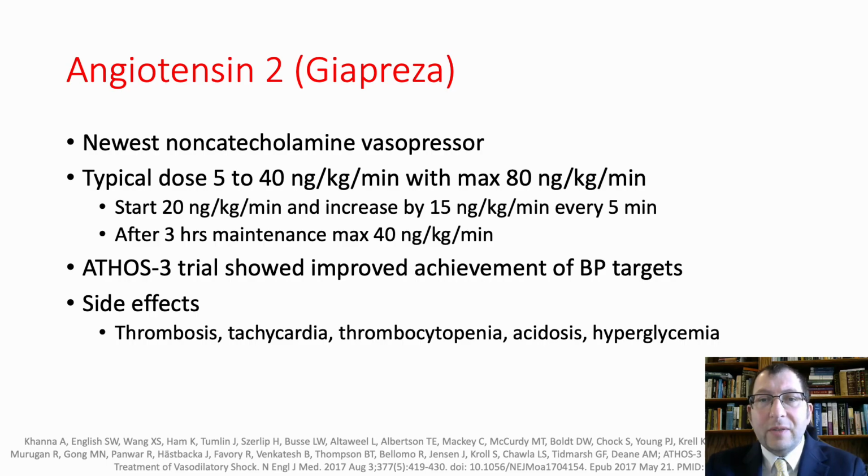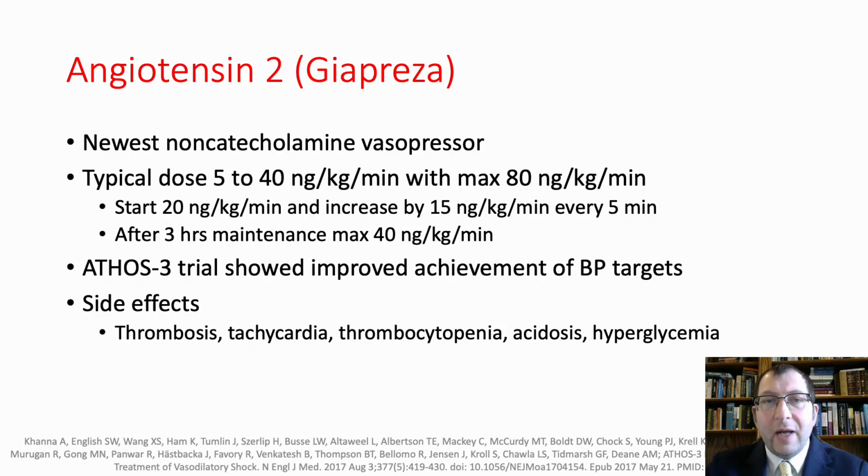Use is primarily based on the ATHOS-3 trial, which showed improvement in blood pressure targets. This was a trial in 321 patients that were randomly assigned to either angiotensin II or placebo once norepinephrine reached 0.2 mcg per kilo per minute. Unfortunately, 30% of the patients did not achieve their blood pressure targets at all. There was greater improvement in the sequential organ failure assessment at 48 hours in the angiotensin II group. There was no mortality change.